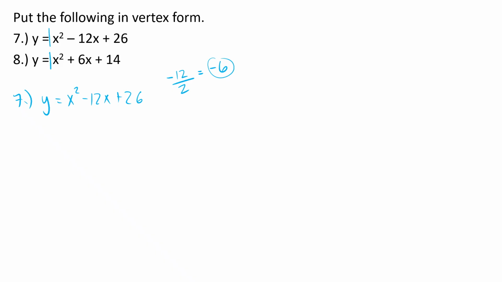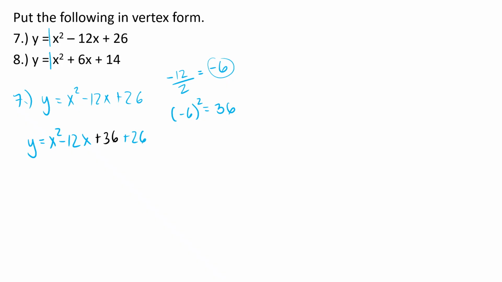Then we take this number and we square it. Negative 6 times negative 6 is positive 36. And that number is the number we are going to both add and subtract. And so to complete the square, we're going to add 36 right in there.